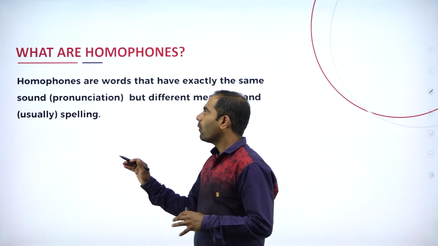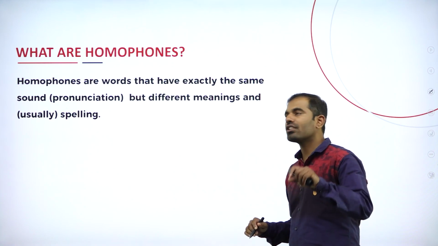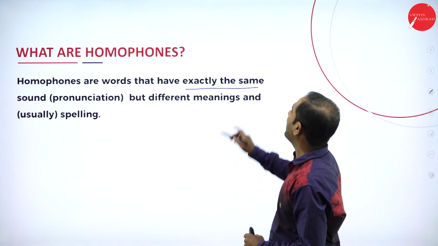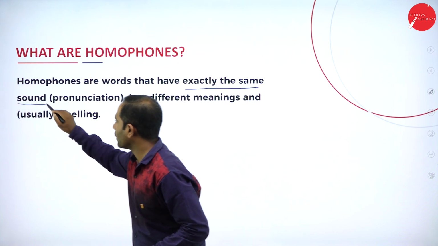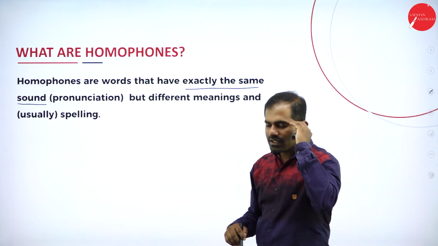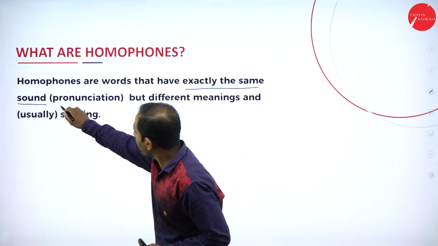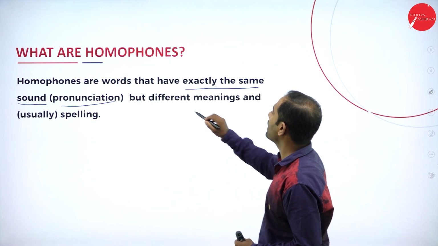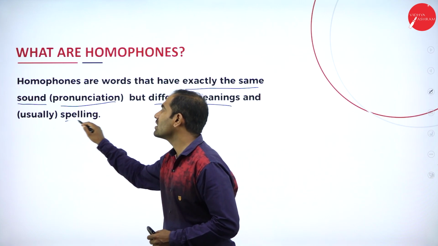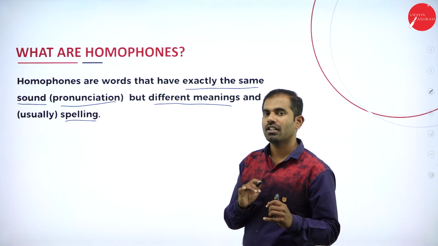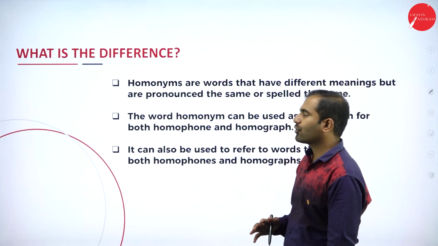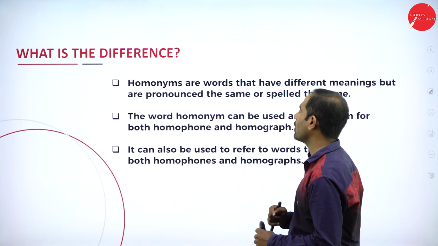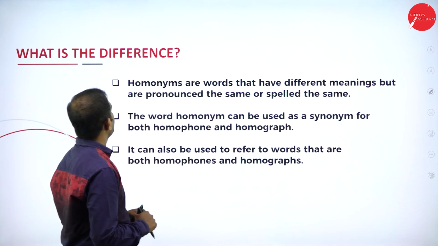So basically, what are homophones here? Homophones are words that have exactly, try to remember this, don't get confused, exactly the same sound. The sound is same, also called pronunciation, but different meanings and usually different spellings. Let me give you a comparison of what are homophones, what are homonyms and what are homographs. So what is the difference here?